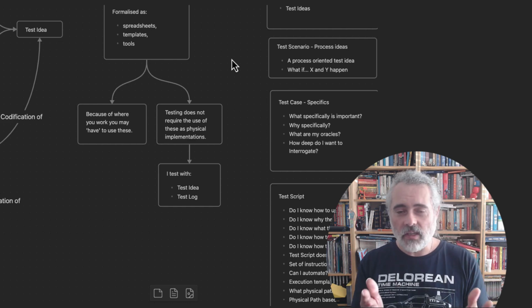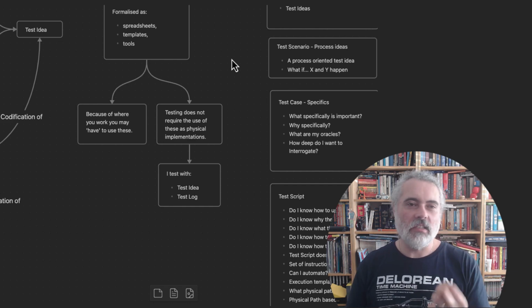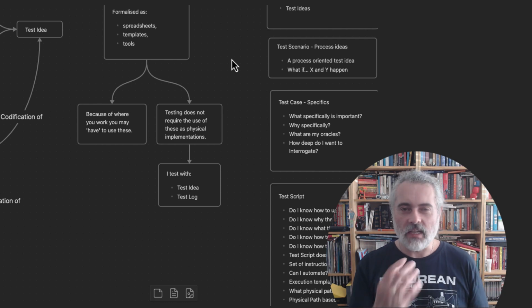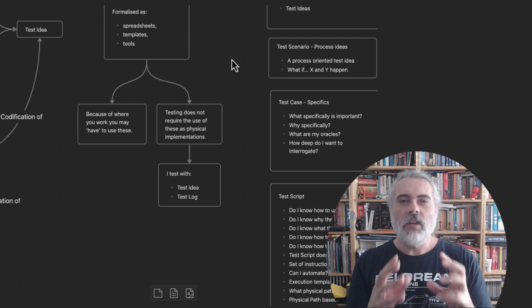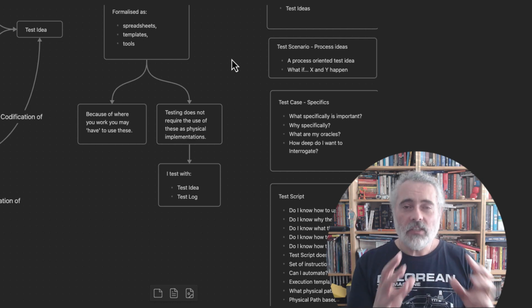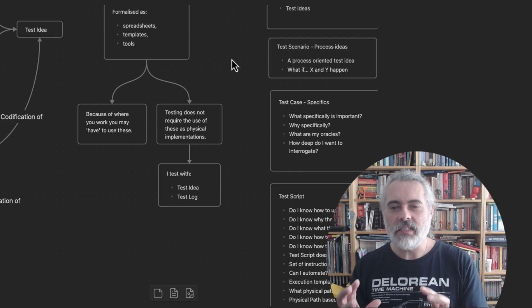So live with it, deal with it, but do not think that because you're creating test conditions and test scenarios and test cases and test scripts and you're cross-referencing them all, that you are doing good testing. You are doing slow, heavily documented, hard to maintain testing. You can do testing differently.